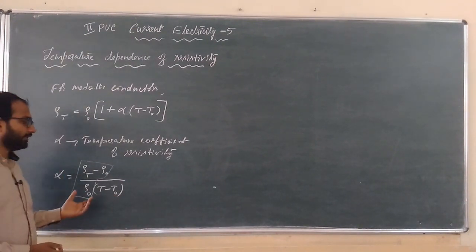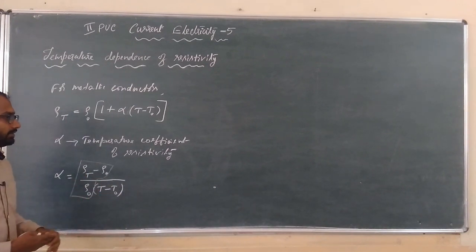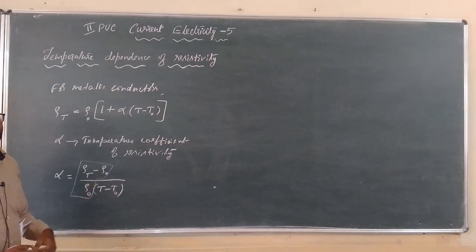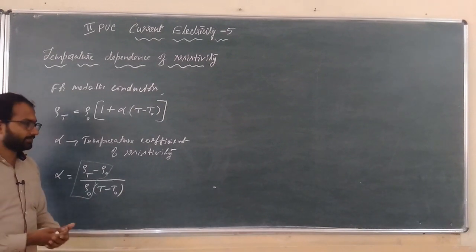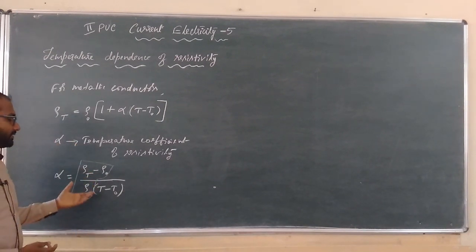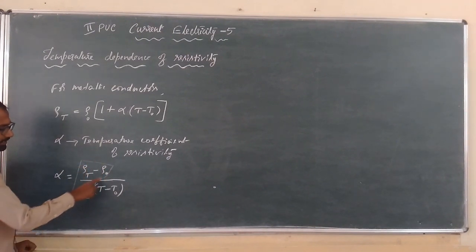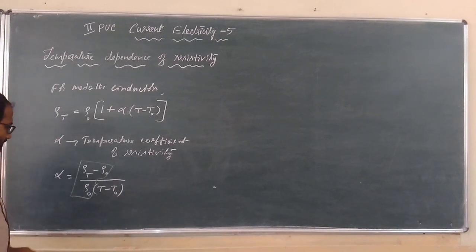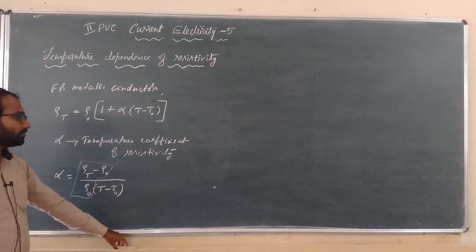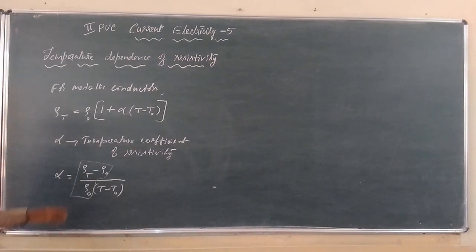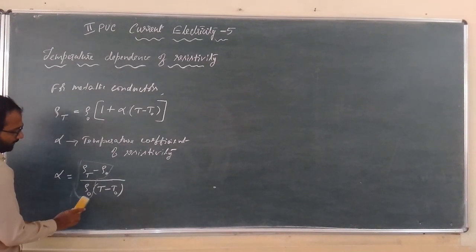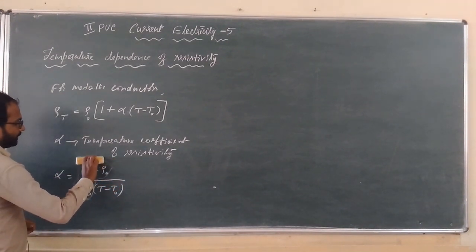In the first year, we defined the coefficient of linear expansion, the temperature coefficient of volume expansion, and area expansion. Similarly, here, the temperature coefficient of resistivity is the fractional or relative change in resistivity per unit rise in temperature. And for conductors, alpha is positive.